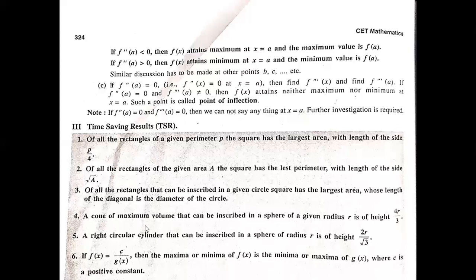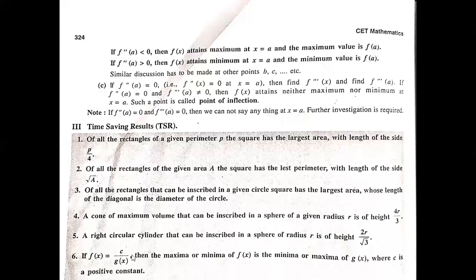Fourth one, a cone of maximum volume that can be inscribed in a sphere of a given radius r is of height 4r by 3. Fifth one, a right circular cylinder of maximum volume that can be inscribed in a sphere of radius r is of height 2r by root 3.